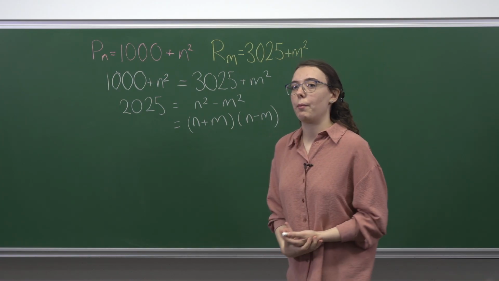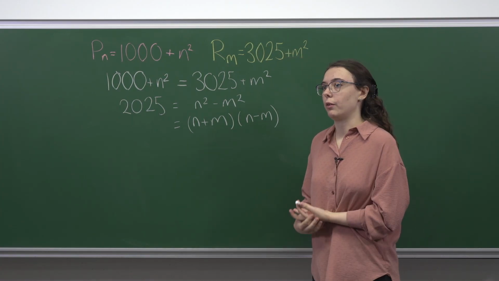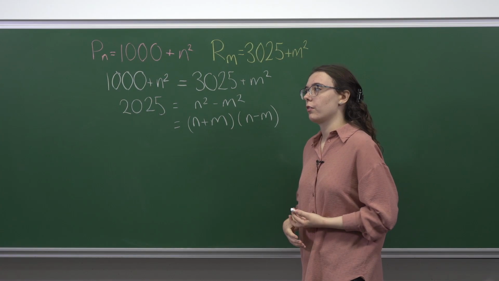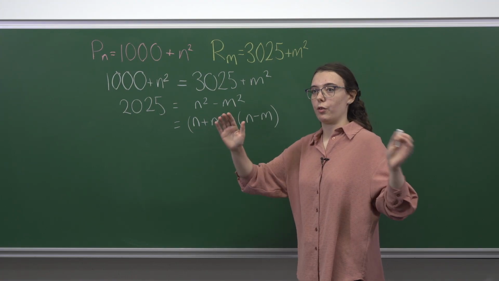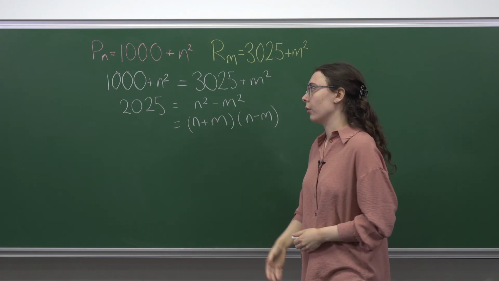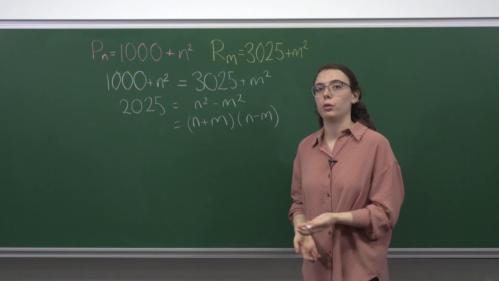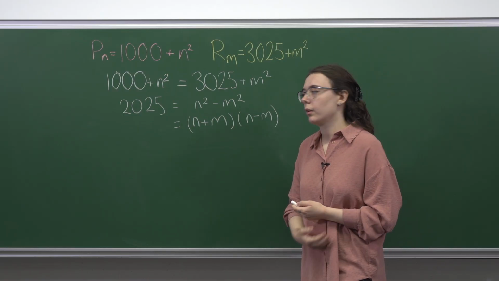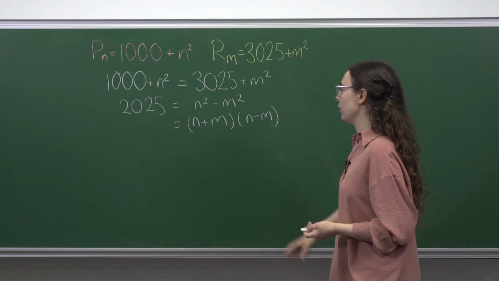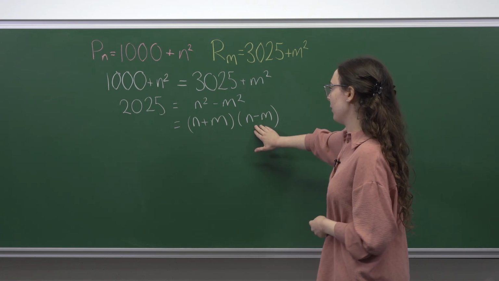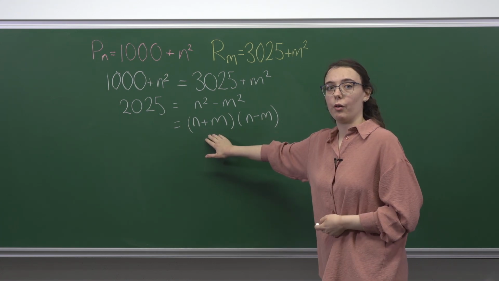So we're given in the paper that 2025 has 15 factors. So this corresponds to 7 pairs of distinct factors, and then we know that 45 goes with itself, because 2025 is 45 squared. So we have essentially 8 choices of n minus m and the corresponding pair of n plus m.